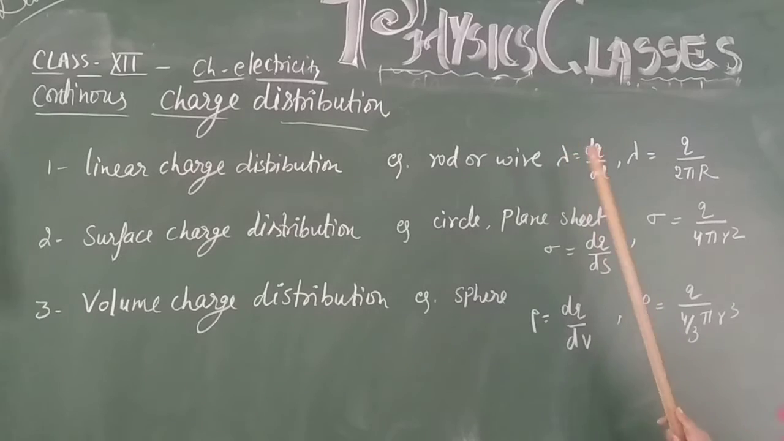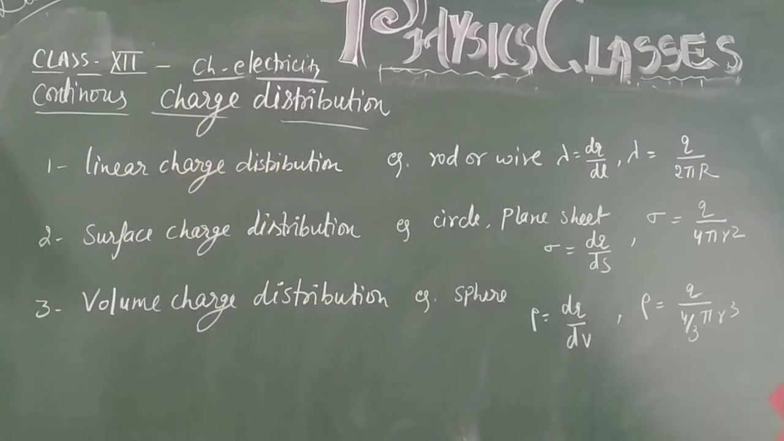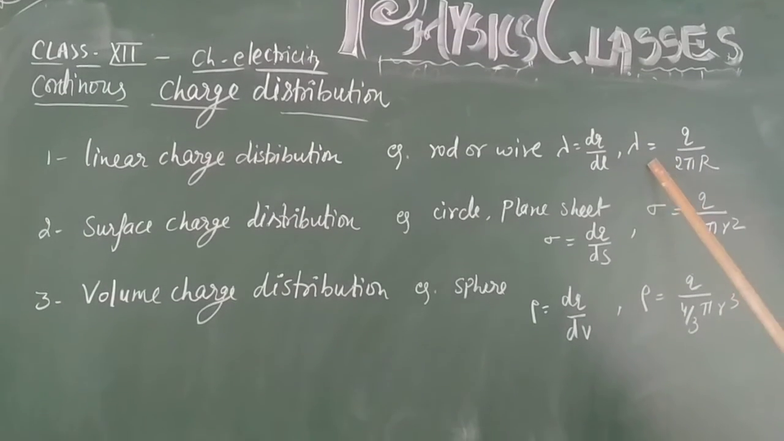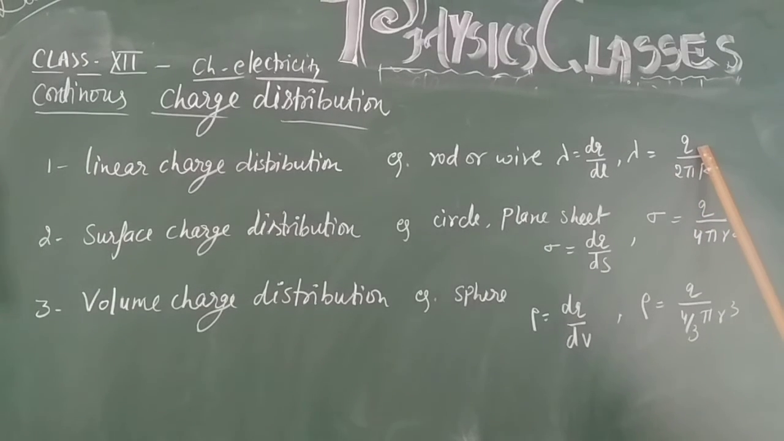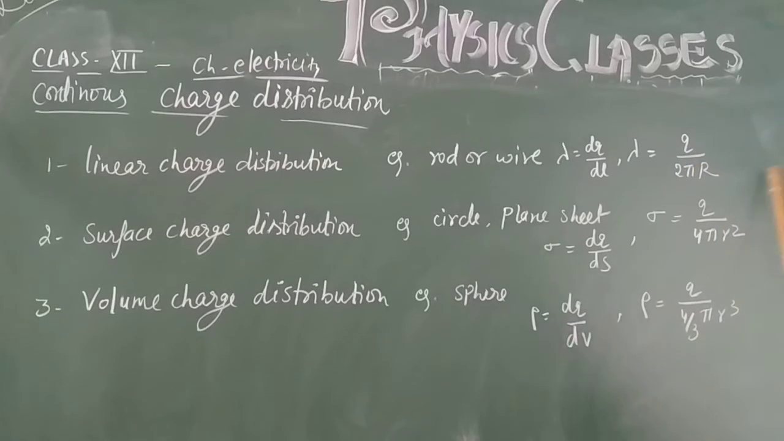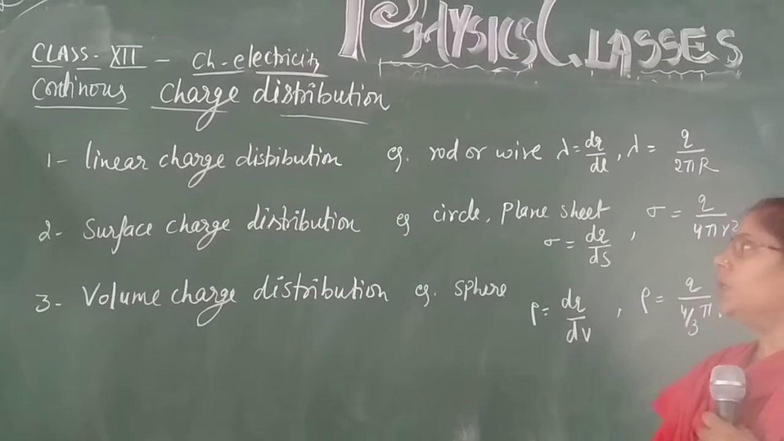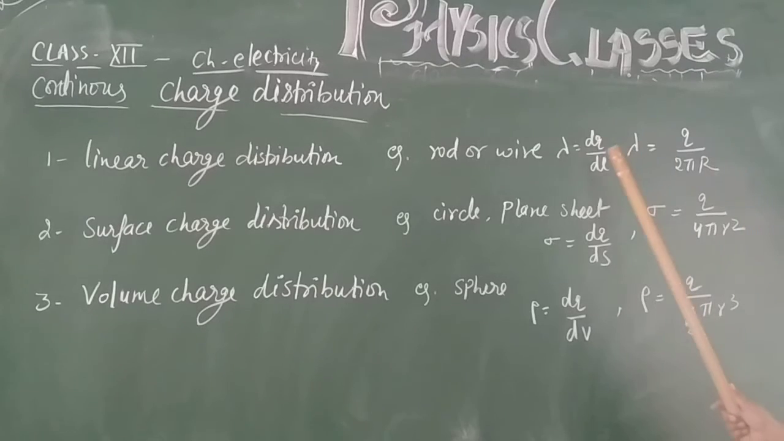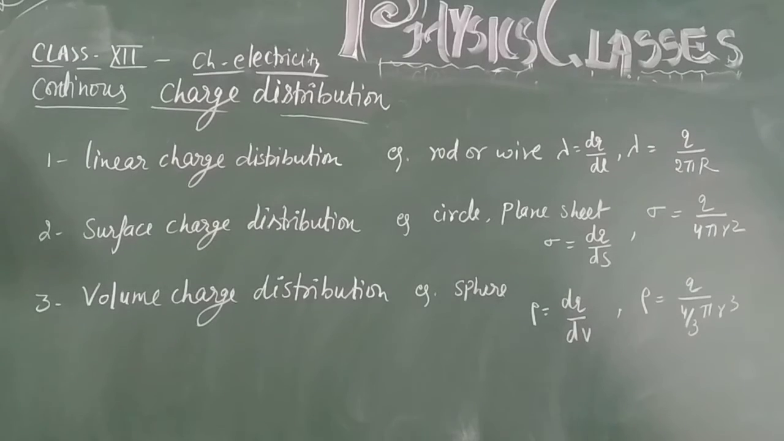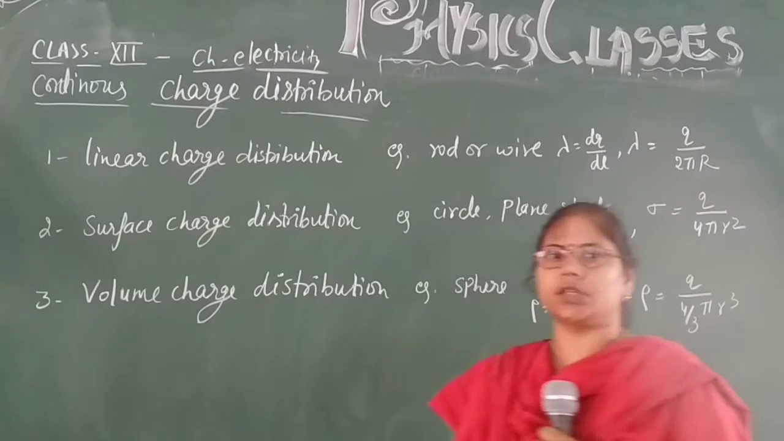If the rod or wire is bent in the form of a ring, then the linear charge density is equal to q upon 2 pi r, where q is the charge distributed on that ring, and 2 pi r is the total circumference, that is, the total length of the ring. So in the case of a ring, lambda is equal to q upon 2 pi r. Otherwise, linear charge density is defined as charge per unit length. Next one is surface charge distribution.